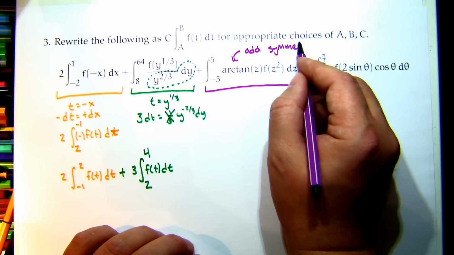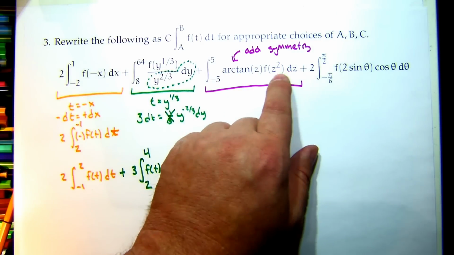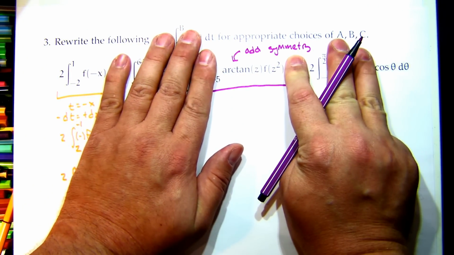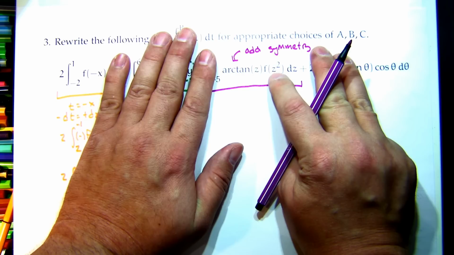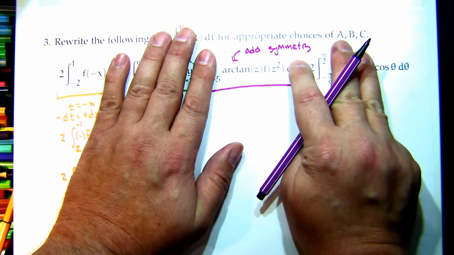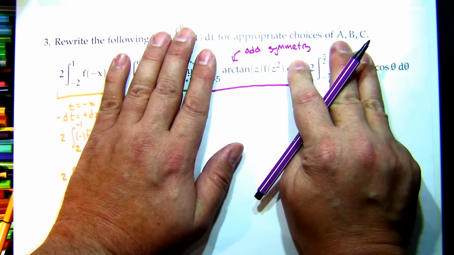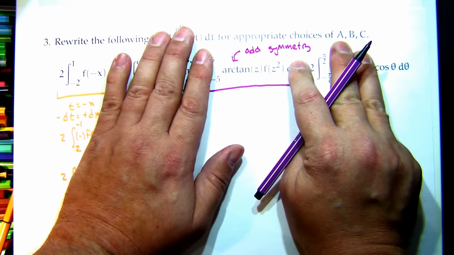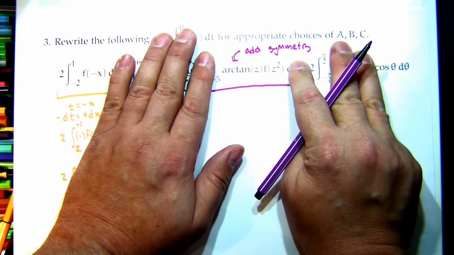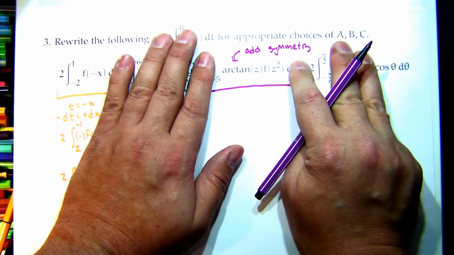And what do I mean by odd? If you plugged in negative z, so again, when I talk about the function, ignore the integral, just the function. If I plugged in negative z, notice the inside here becomes square, so the negative goes away, so it doesn't matter what f is. You still get the same value. And arctangent is an odd function. Arctangent has symmetry. It's one of the reasons why arctangent is such a cool function.